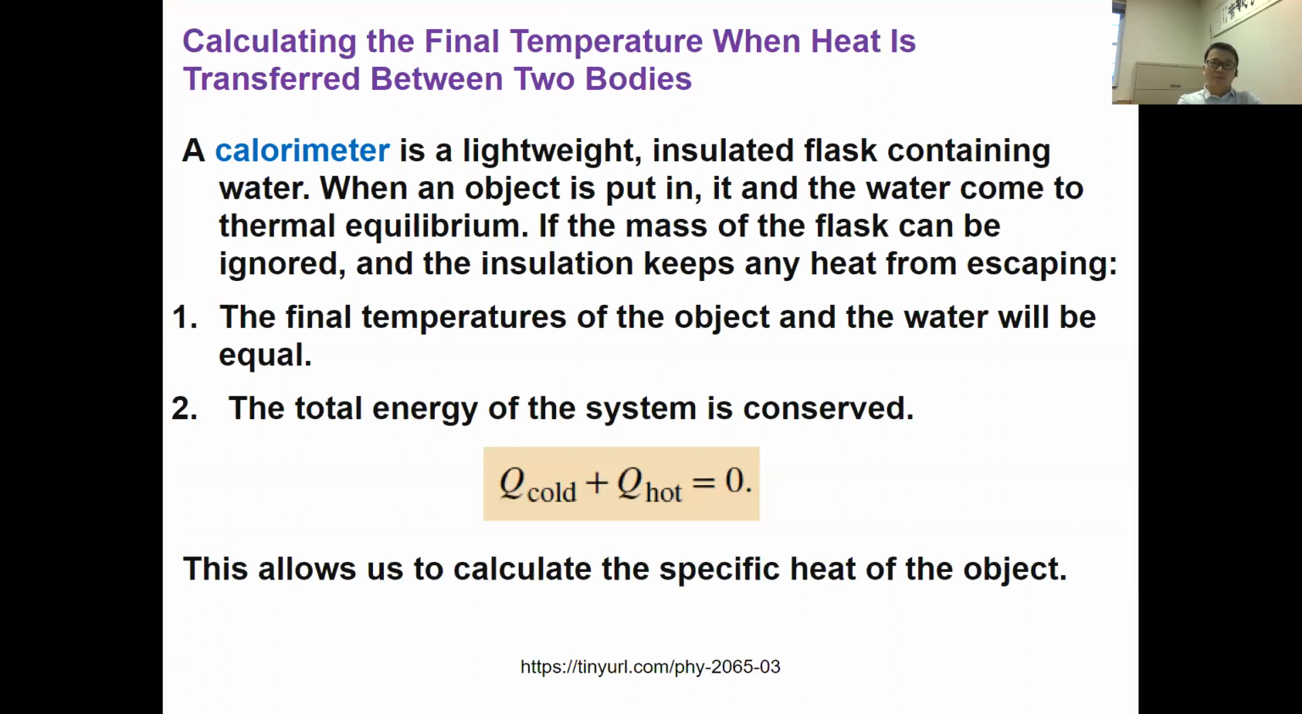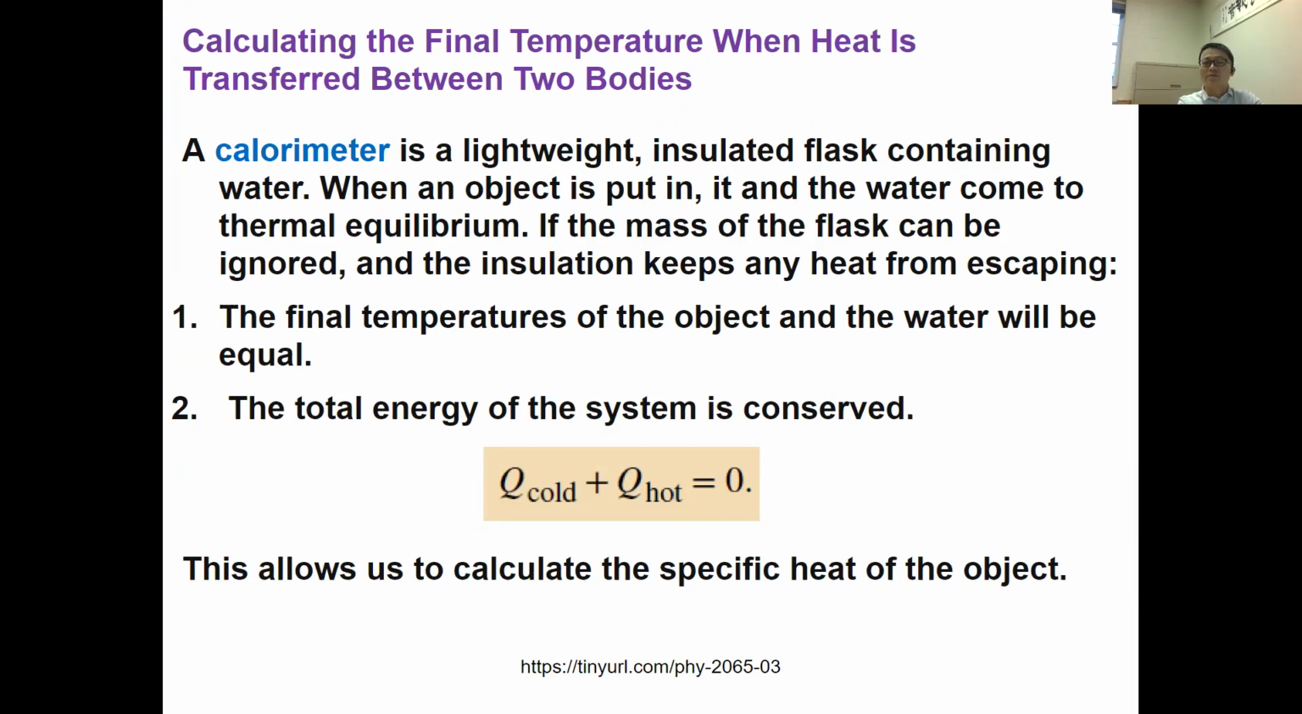And we talked about the calorimeters, which is a device you can use to measure the specific heat capacity of an unknown object. Okay, so by using a known material, you'll be able to determine the specific heat capacity of the unknown materials. So basically, Q of cold plus Q of hot will be equal to 0.